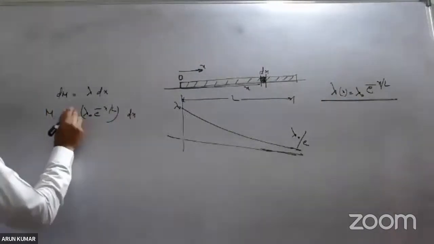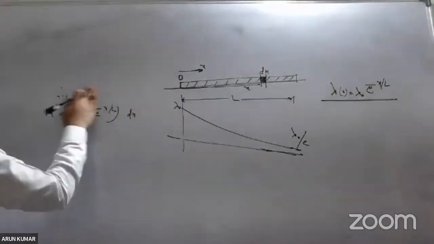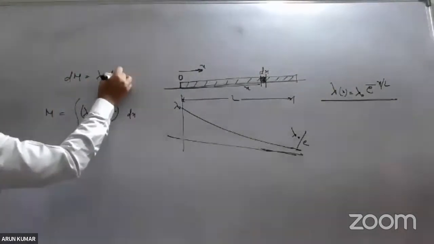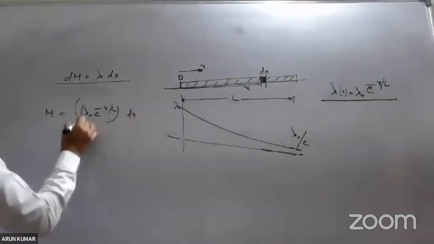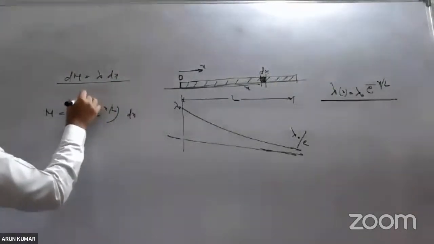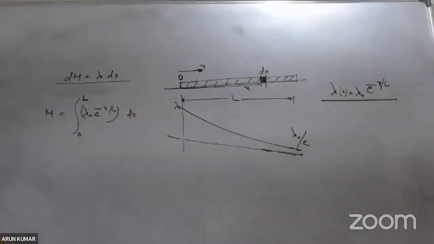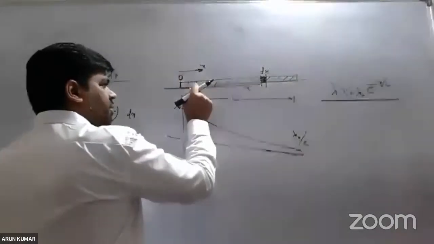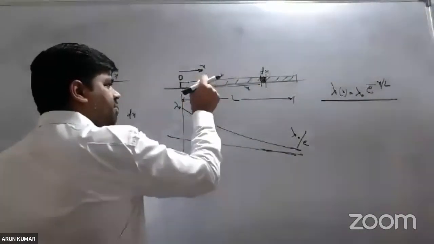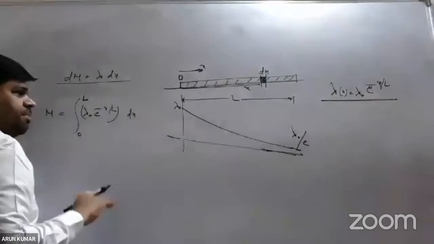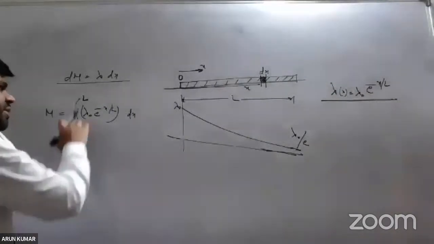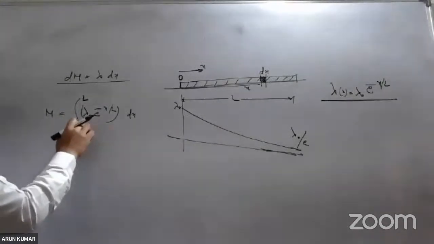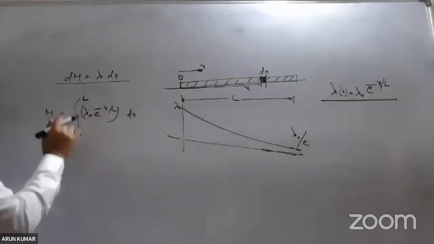So m will be equal to the integral from 0 to L. All I have to do is sum up all the infinitesimal parts. There are infinite number of infinitesimal parts, I have to sum up. Summing up an infinite number of infinitesimal parts is one integration. I get the integral of lambda naught e power minus x by L dx from 0 to L.